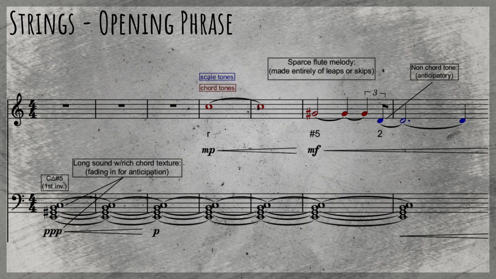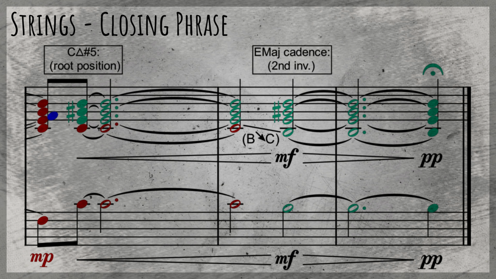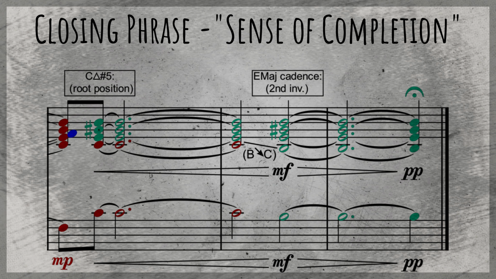In the opening, strings creep in from a low dynamic intensity for anticipation. This is enhanced by the sparse flute melody, which follows a similar dynamic scheme. Inversely, the strings fade out at the end, moving from a high to low dynamic intensity. The intention here is to point to a sense of completion.